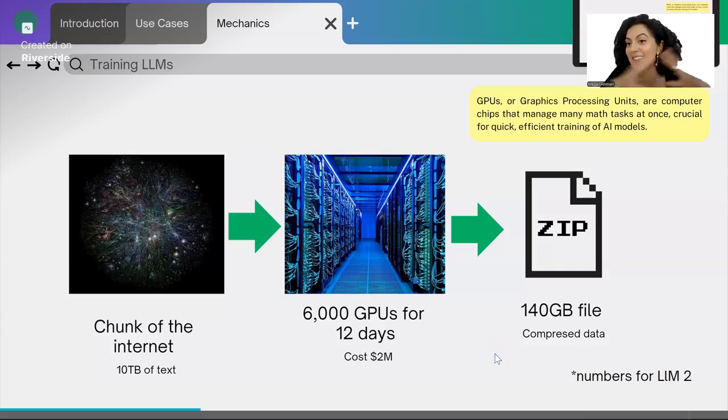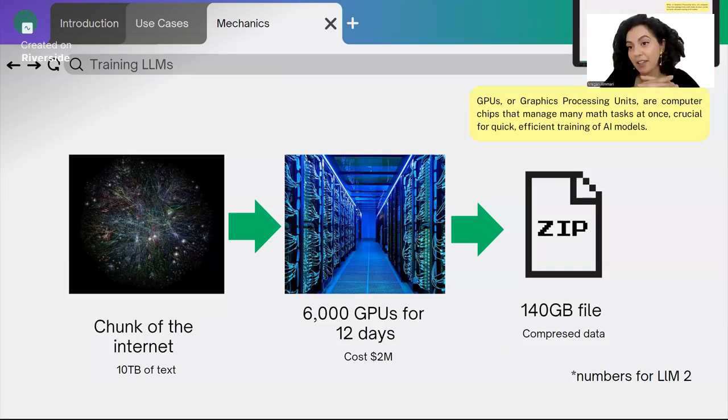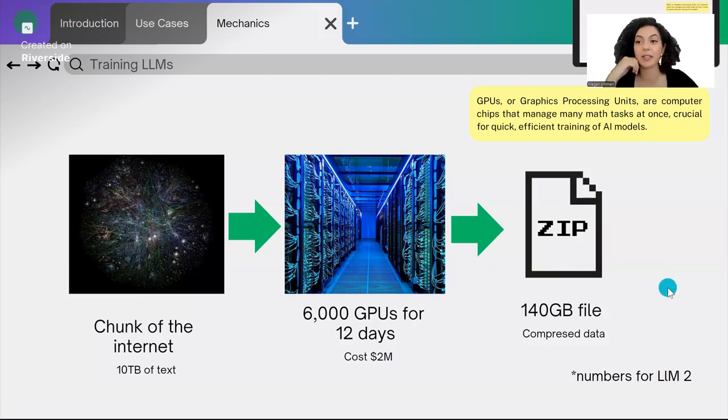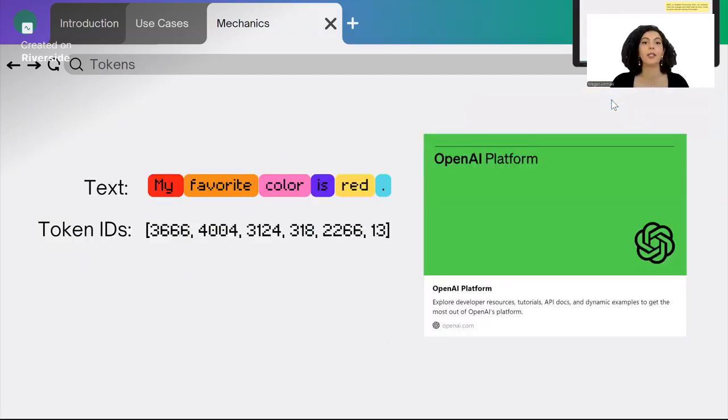Anyways, the data is then compressed a lot like a zip file. So it can compress so much data. In this example, we went from 10 terabytes to a 140 gigabyte file. So it can compress a lot of data. And how does it work? So there's something called tokens you might already be familiar with. Tokens are just like assigned numbers, if I was going to put it simply, to each word or symbol. Let's say each word. So here we have, my favorite color is red. Well, what the AI is actually seeing is just these strings of numbers.